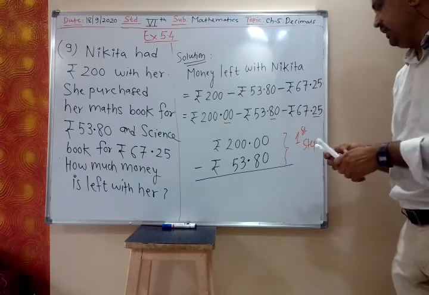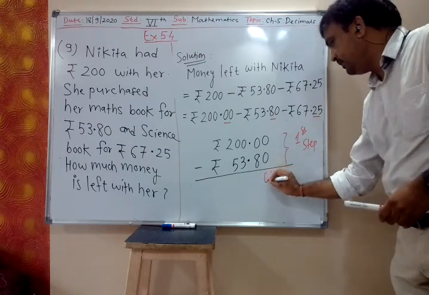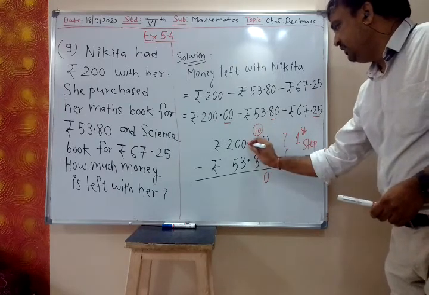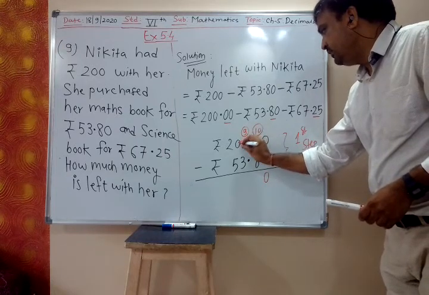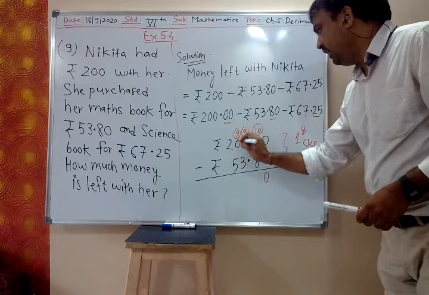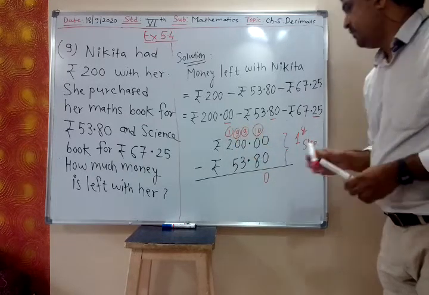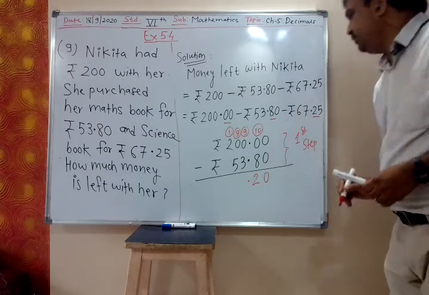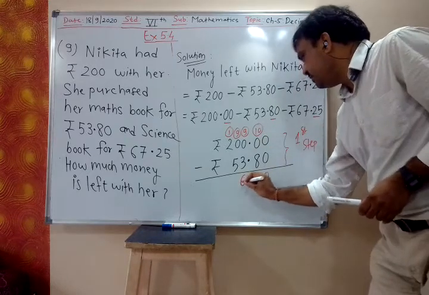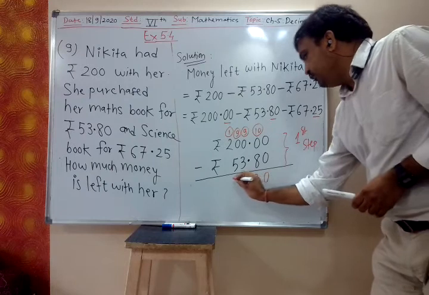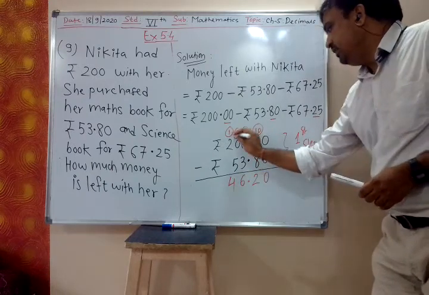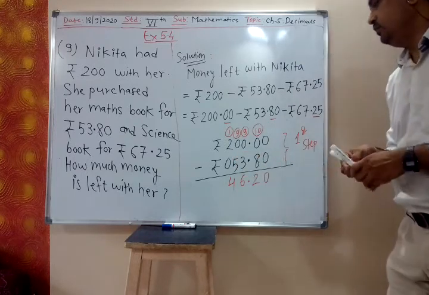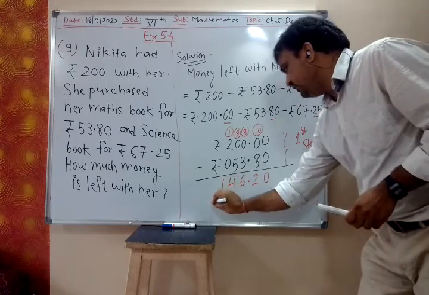0 minus 0 is 0. Then 0 and 8: 1 is carried, this 0 becomes 10. Then this 0 becomes 9, this 0 becomes 9, and this 2 becomes 1. So 10 minus 8 is 2. Then 9 minus 3 is 6. Then 9 minus 5 is 4. Then 1 minus 0, nothing is there, it is 0, so 1 minus 0 is 1. So it is 146.20.